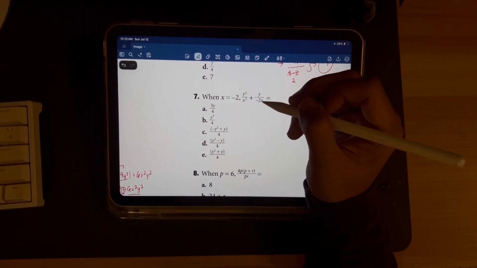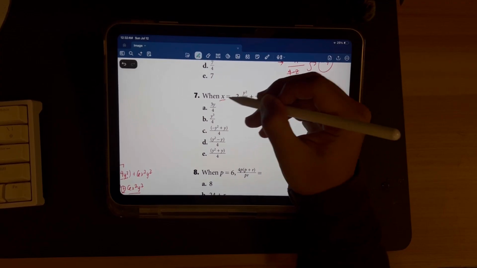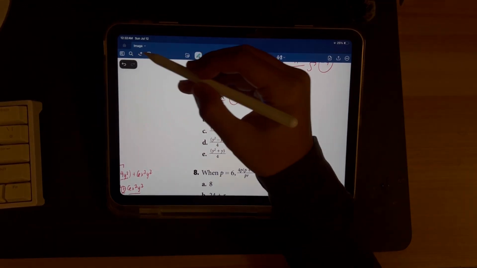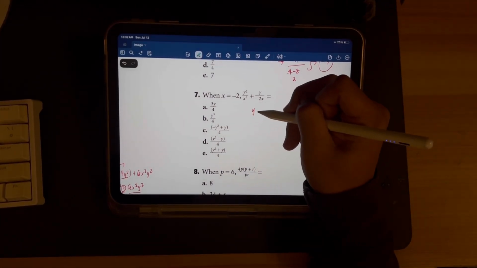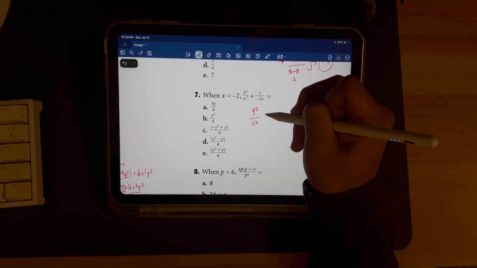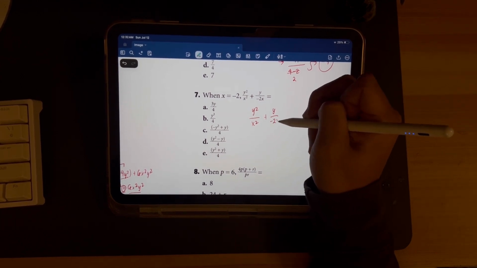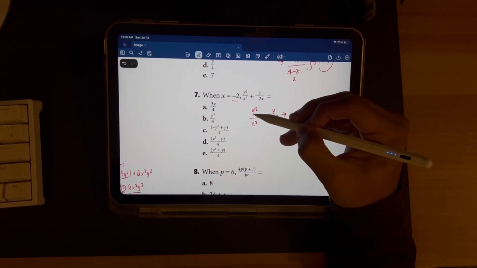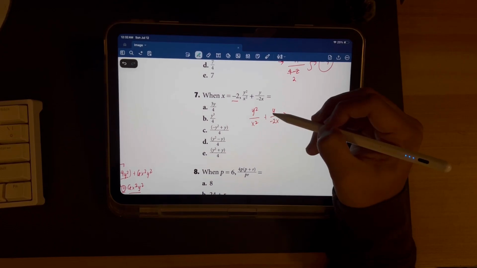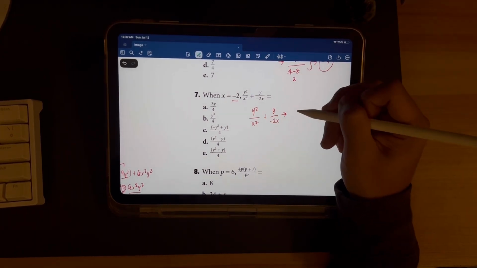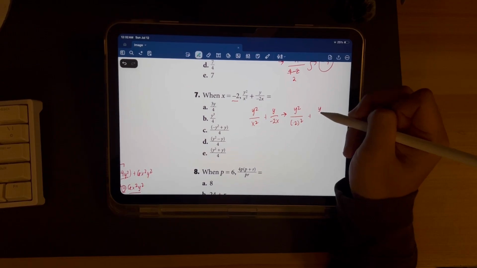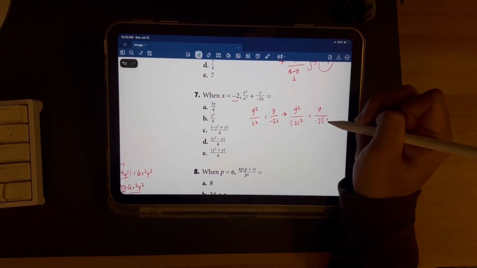Now, on the 7th question, we are again asked to substitute x as -2 and find the final value. So let's first rewrite the equation. We have y squared all over x squared plus y all over -2x. And let's replace x with -2. We won't replace twice because this is a different variable from x. So we'll simply retain the y squared all over (-2) squared plus y all over -2 multiplied by -2.